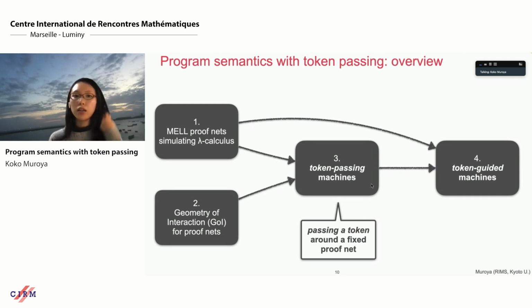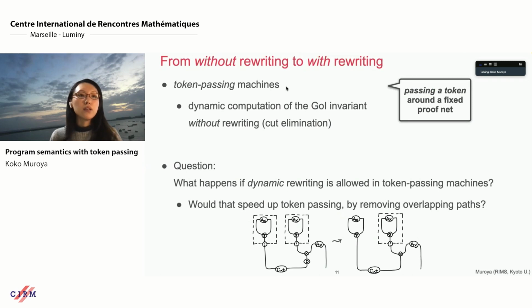Okay, but when you look at token passing machines, you can come up with one natural question. One characteristic of token passing machines is that the proof net you start with never changes. It's just the token moving around while you keep the proof net fixed. It is a good characterization that, for example, enables the application to high-level synthesis. But then you can wonder what happens if there can be rewriting while the token is traveling around the proof net. So what happens if dynamic rewriting is allowed in token passing machines?